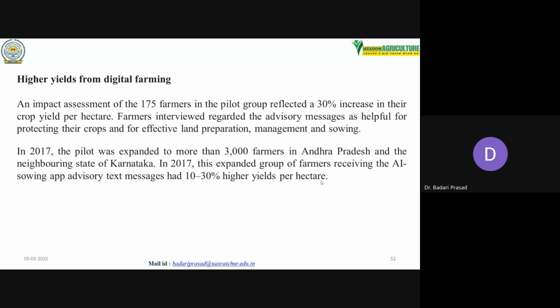So by this helpful information, in 2017 again, the project was expanded to 3,000 farmers, and because of the advisory, the farmers could harvest 10 to 30% higher yields per hectare. Wonderful achievement by ICRISAT along with Microsoft.